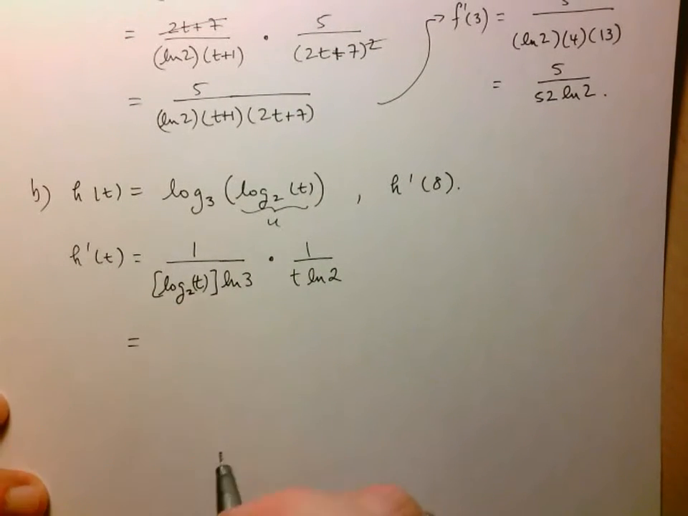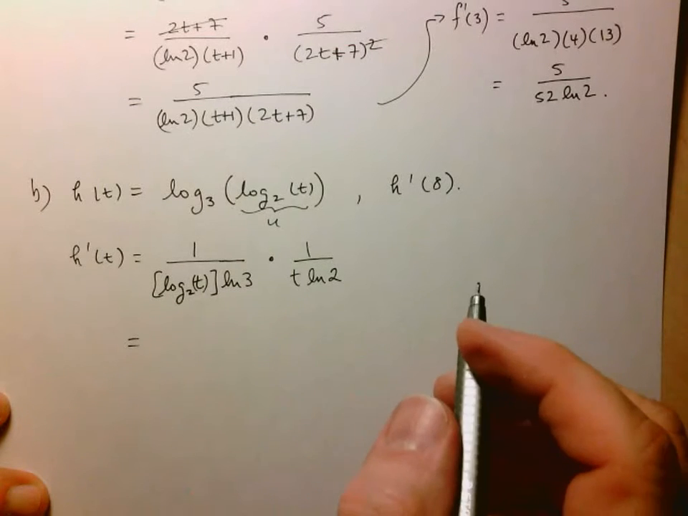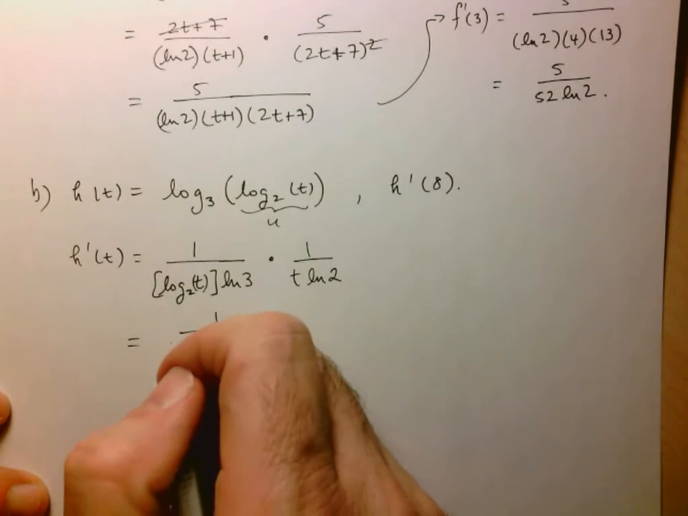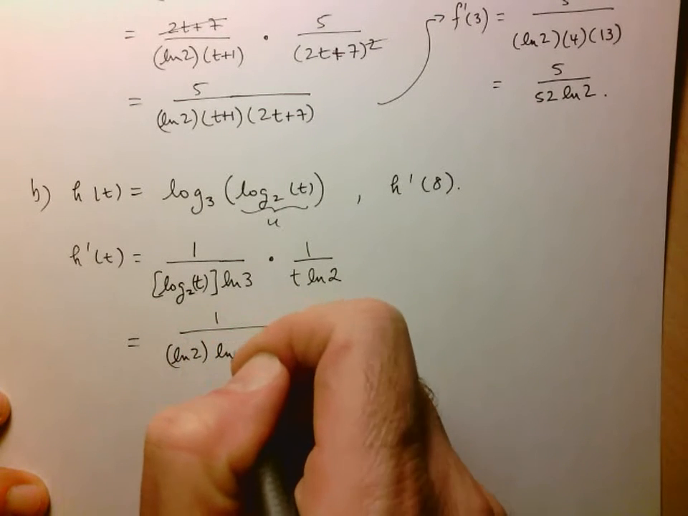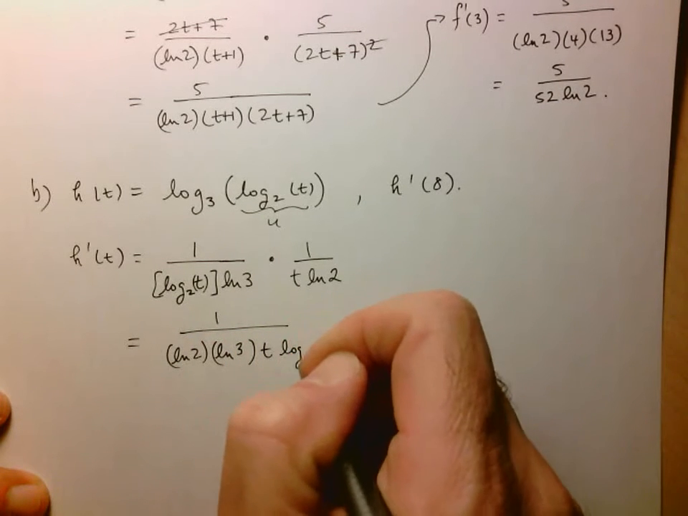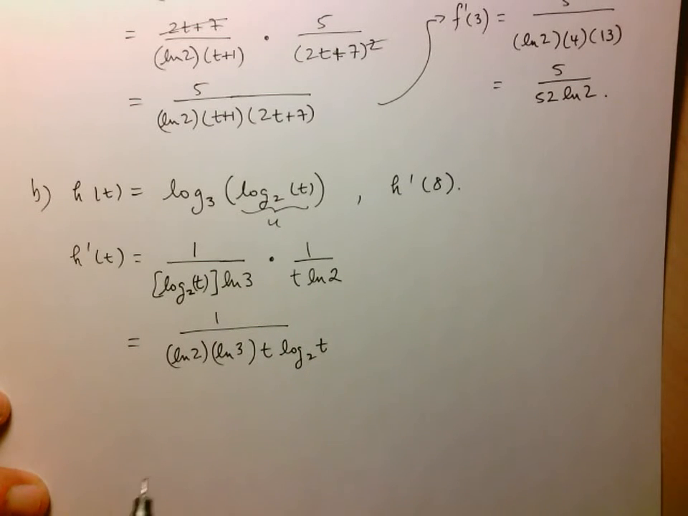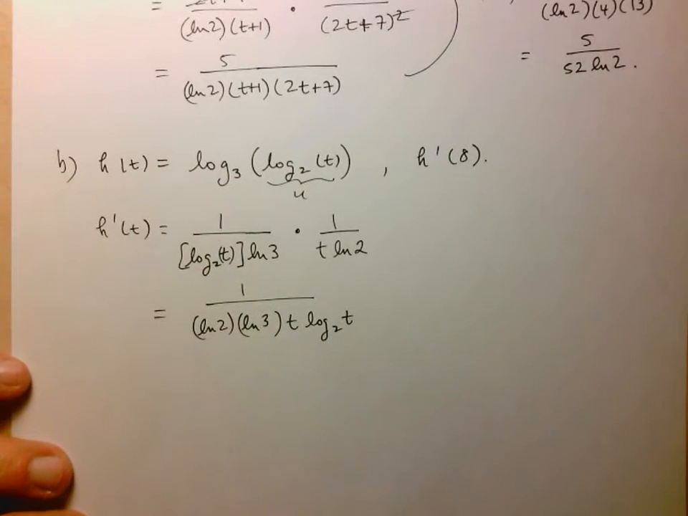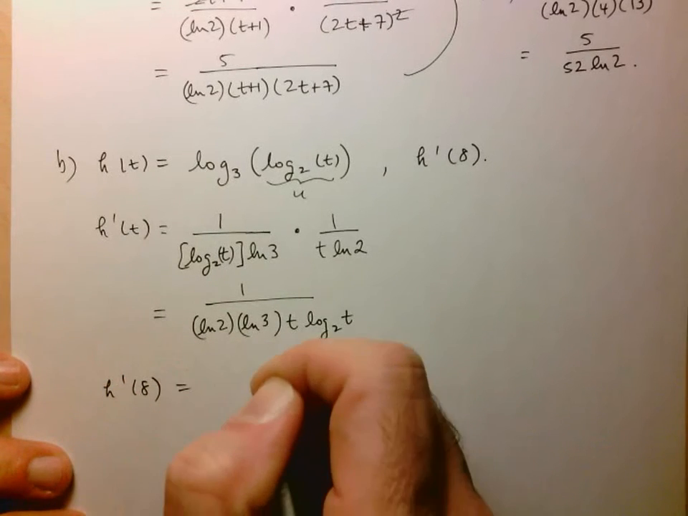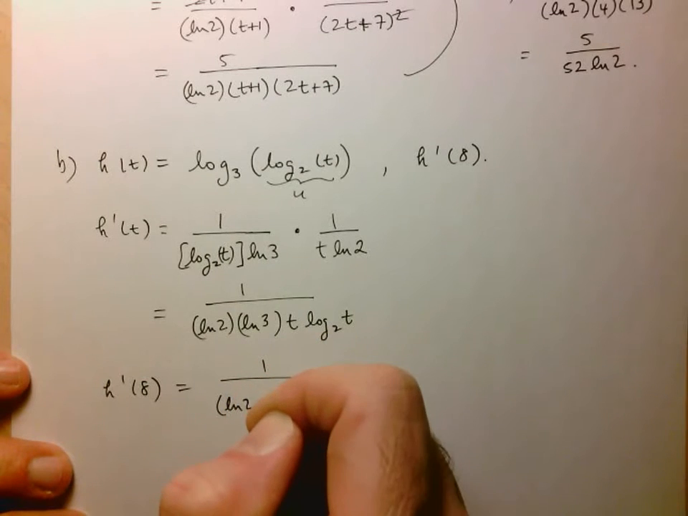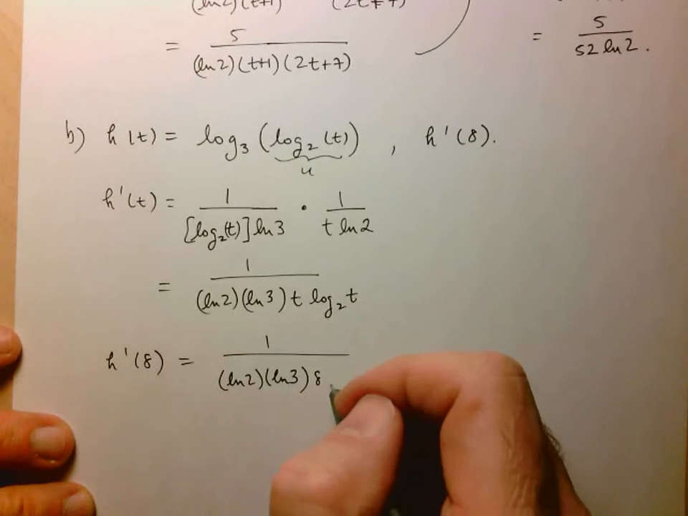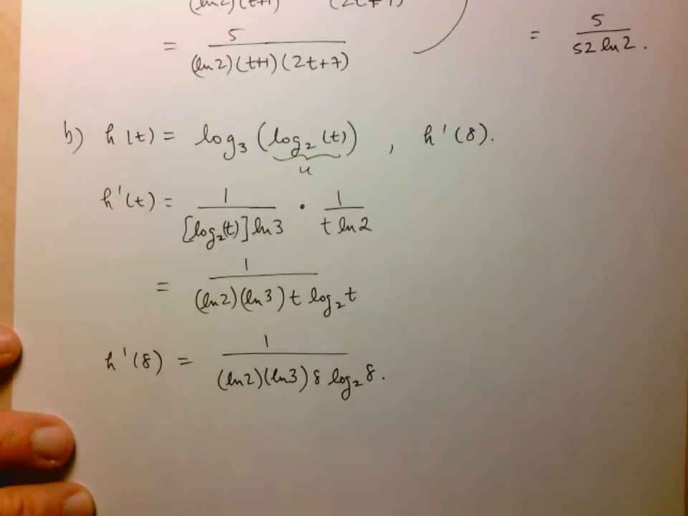Okay, so in the end, let's see what we're left with. We're left with just 1 in the numerator, and so we're left with ln 2 times ln 3 times t times log base 2 of t. Okay, and there's our derivative, and now let's find h prime at 8. So h prime at 8 now will be 1 over ln 2 times ln 3 times 8 times log base 2 of 8.